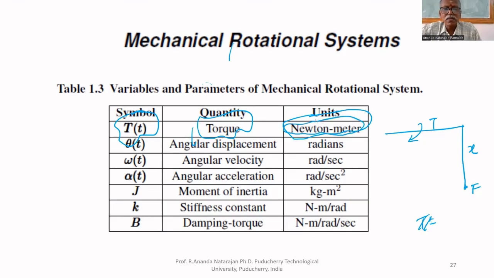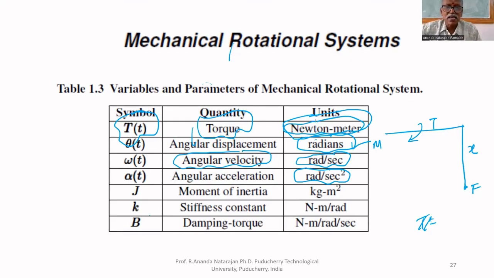Angular displacement is theta, in radians. Angular velocity is omega, in radians per second. Angular acceleration is in radians per second square. Linear displacement is in meter, linear velocity is in meter per second, and linear acceleration is in meter per second square. Here, angular acceleration is in radians per second square.